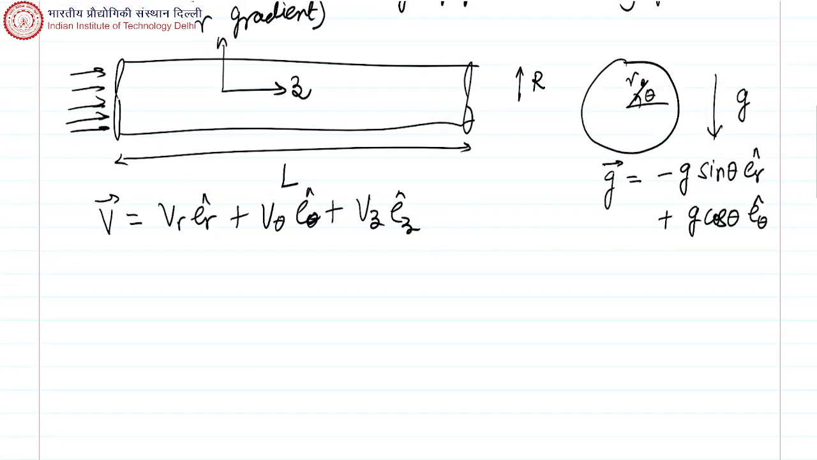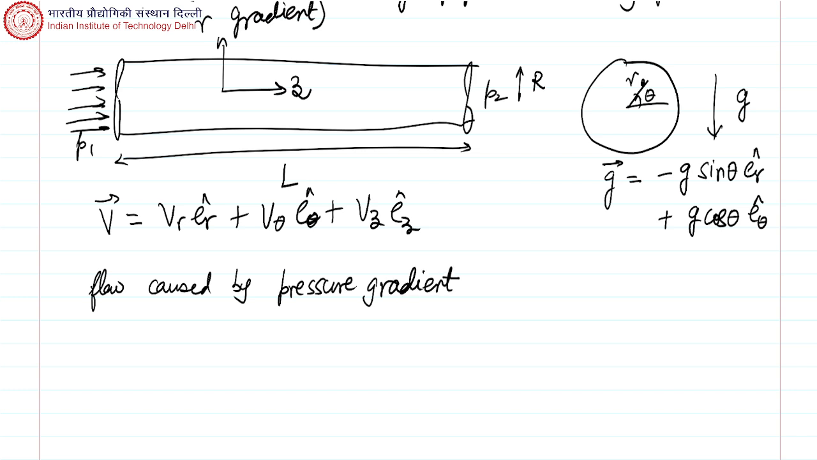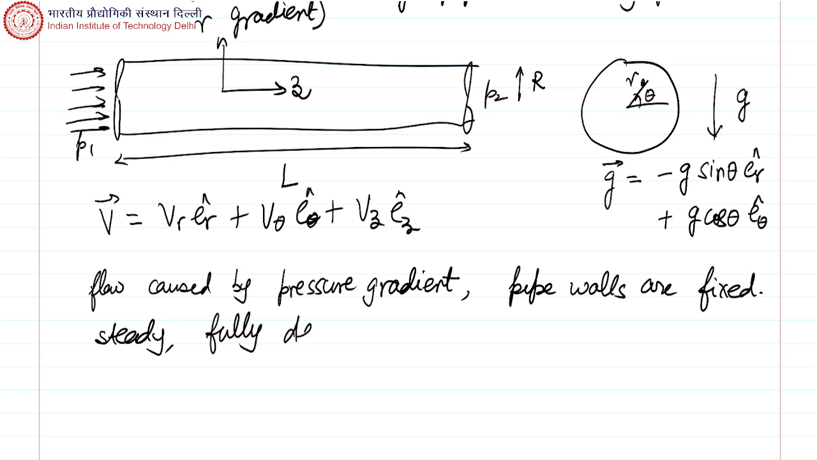So now here what is given to us is flow caused by pressure gradient, pipe walls are fixed, and now again the last thing which I have given, these three: steady, fully developed, V theta is equal to 0.